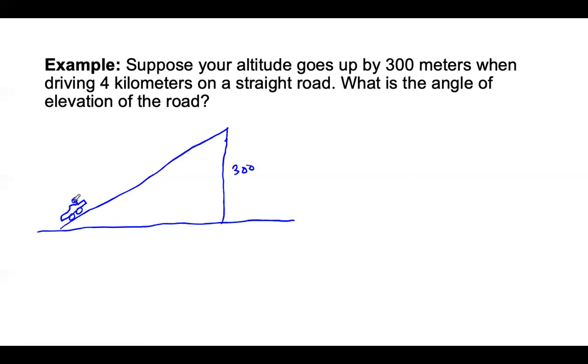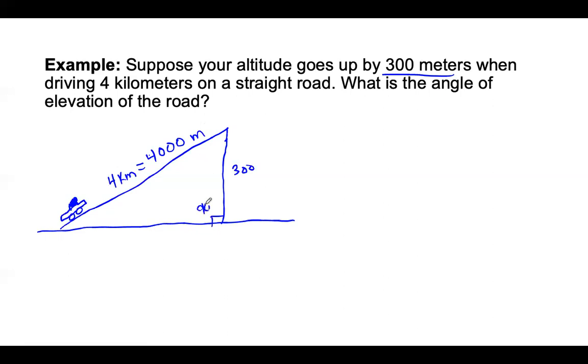This is a person here. Okay. So we're driving along the road. So, a 4 kilometer road. If we convert that to meters, because the units here, this is 300 meters. This is kilometers. We would have to convert it. So this would be 4,000 meters.